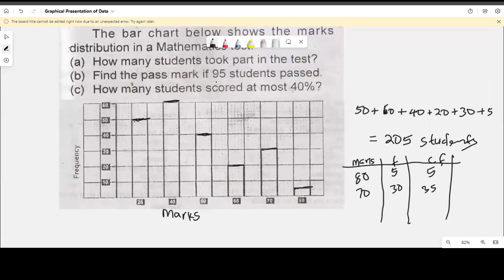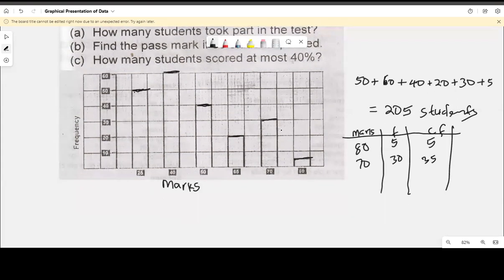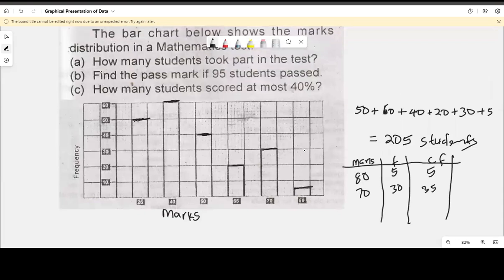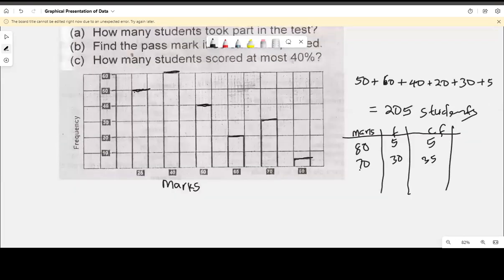Remember, we are trying to arrive at a cumulative frequency of 95, because they say find the pass mark if 95 students pass. So once we get to 95, whatever mark gives us that is the pass mark. So we are at 70 now. The next mark is 65. We are going down from the highest mark to the lowest. How many students score 65? 20 students. And 20 plus 35 is 55.